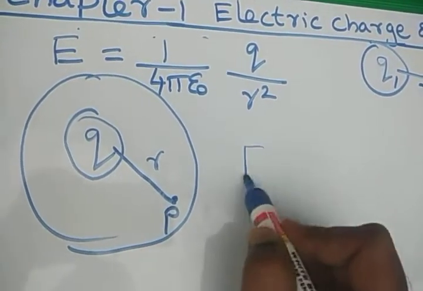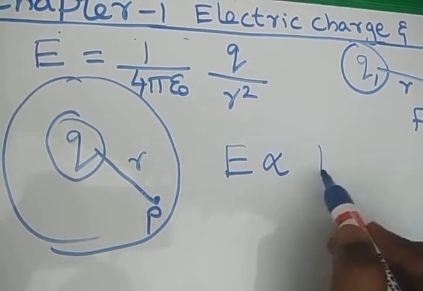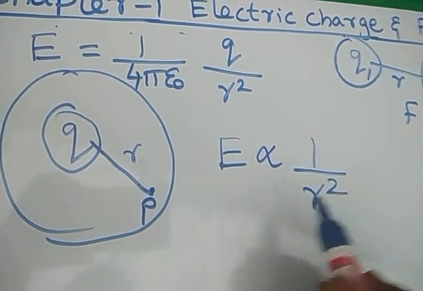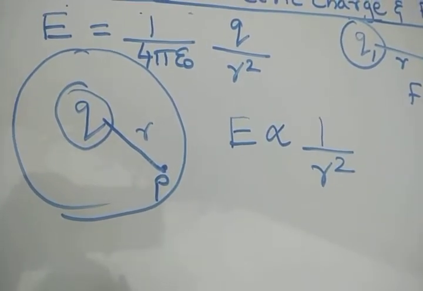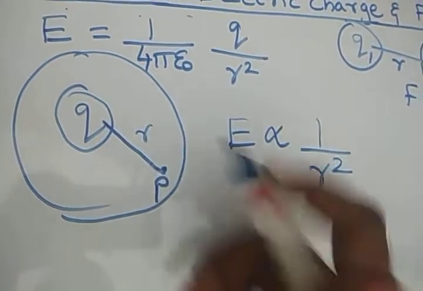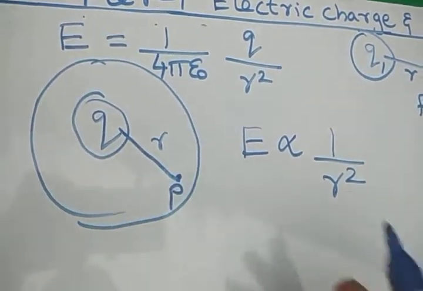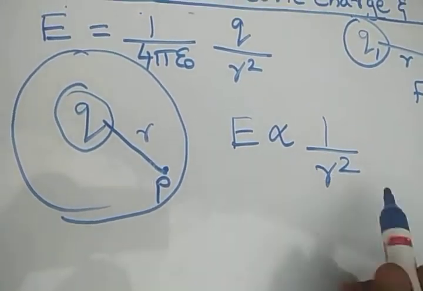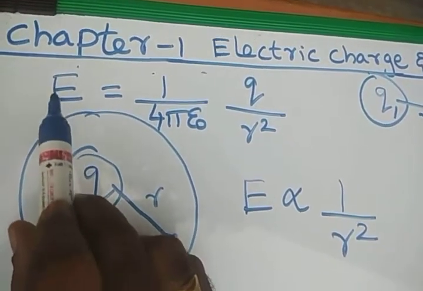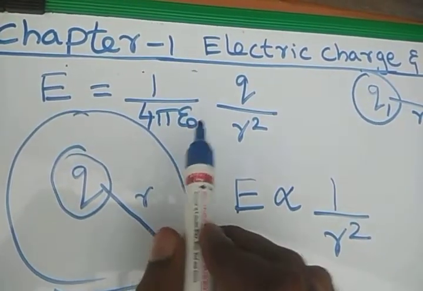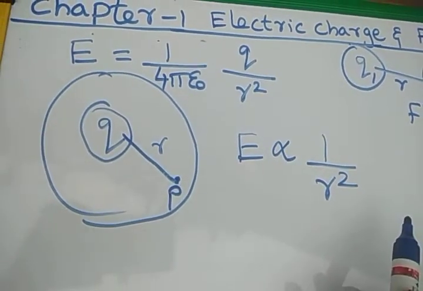So keep in your mind, the R in the electric field formula is the distance between the charge and the particular point. Since E is proportional to 1 by R squared, when the distance increases, the electric field strength decreases. When the distance decreases, when it is closer to this charge, the electric field increases. Both are inversely related. So keep in your mind the formula for electric field: E is equal to 1 by 4 pi epsilon naught, Q by R squared.